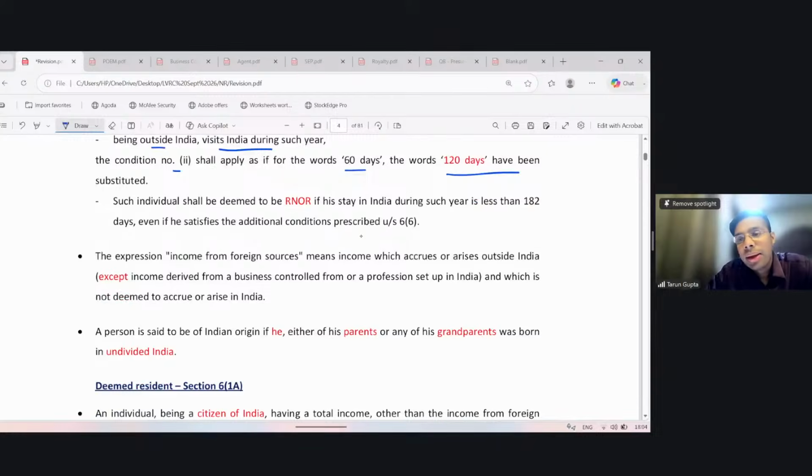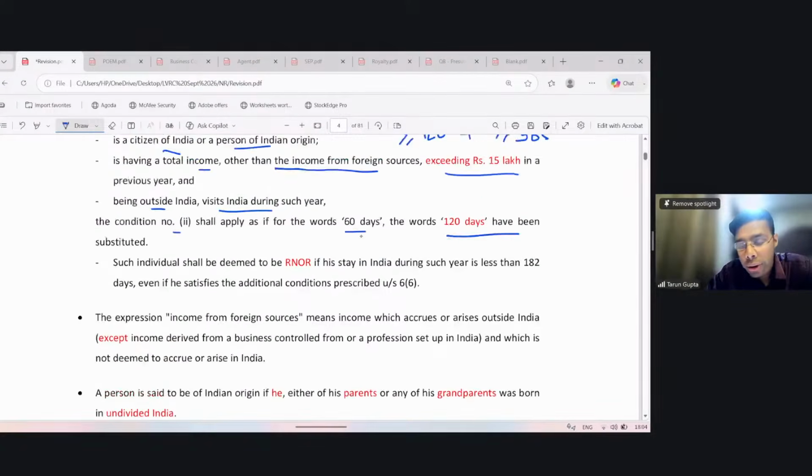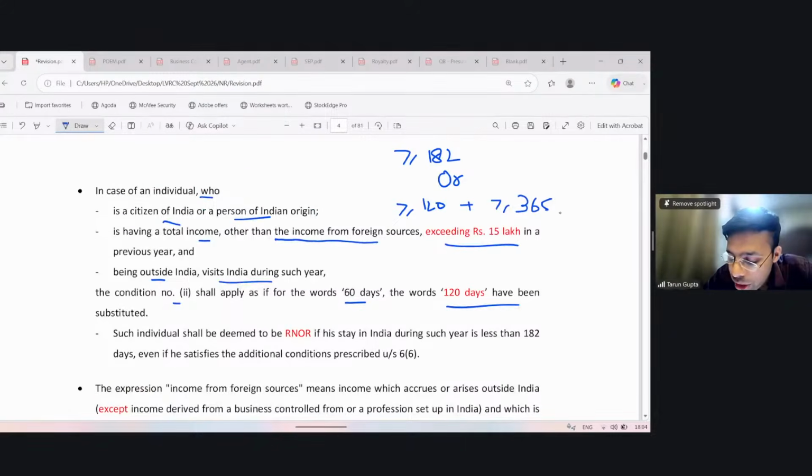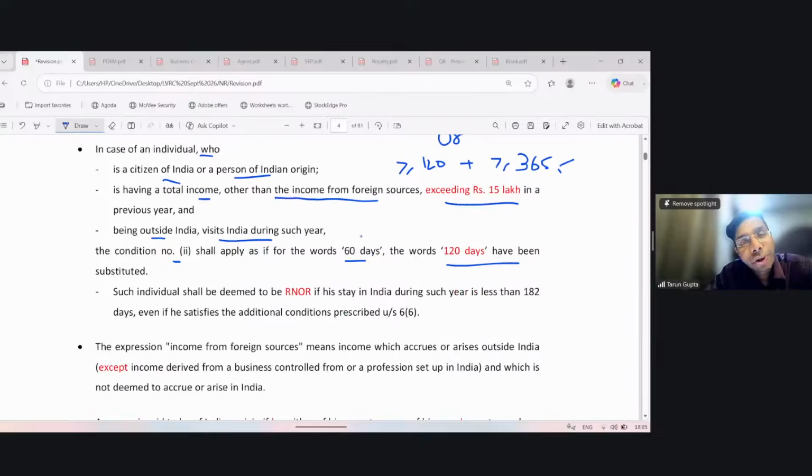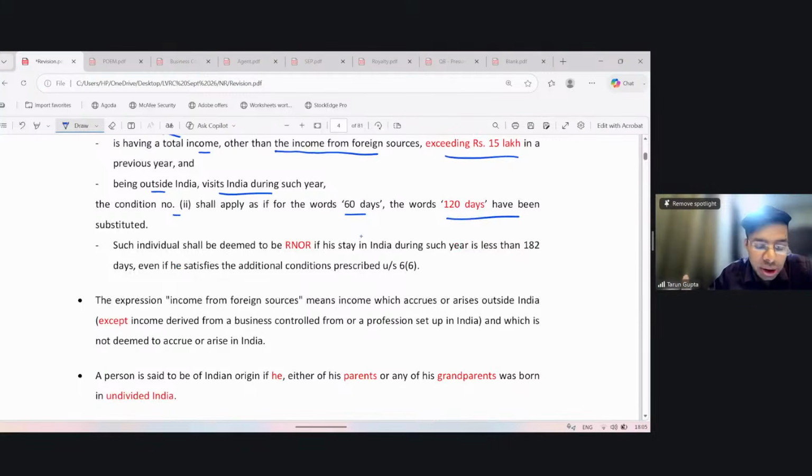But if the individual qualifies as resident on account of satisfaction of condition number two, then he shall always be RNOR irrespective of the additional condition. Such individual shall be deemed to be RNOR if his stay in India during such year is less than 182 days, even if he satisfies the additional condition prescribed under section 6. Clear?